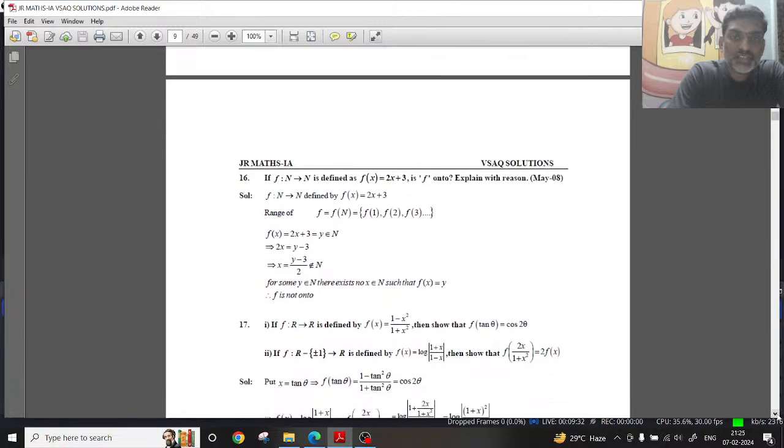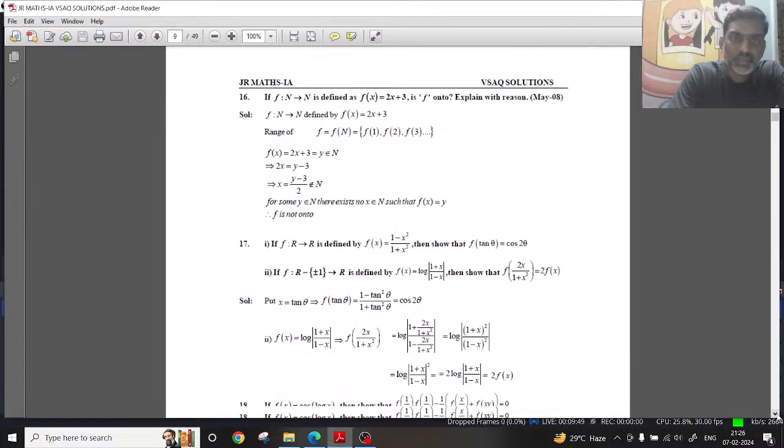Question number 16. f from N to N defined as f of x equal to 2x plus 3, is f onto? We have to verify whether f is onto or not. If it is not onto, then why it is not, that reason we have to write. This model also is important.